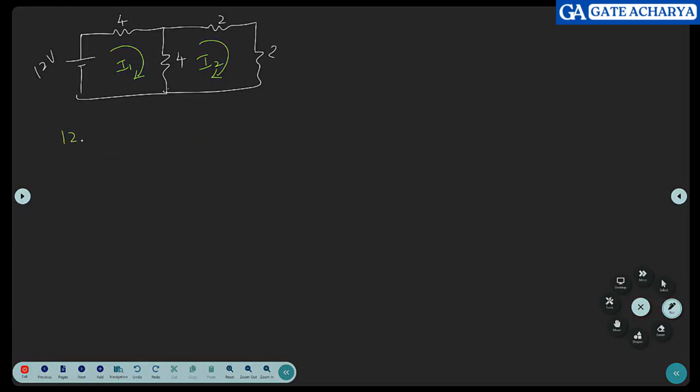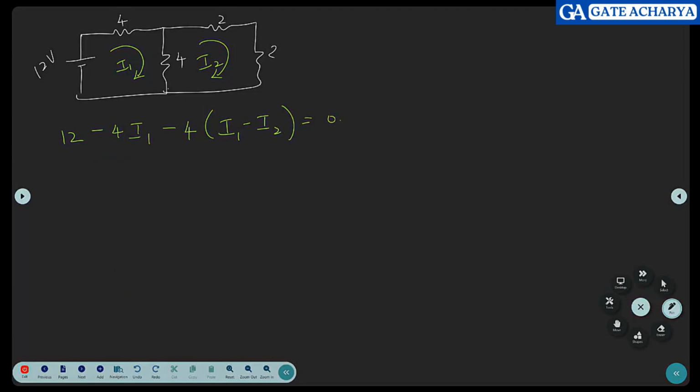12 minus 4I1 minus 4 into I1 equal to 0. This is for this loop.